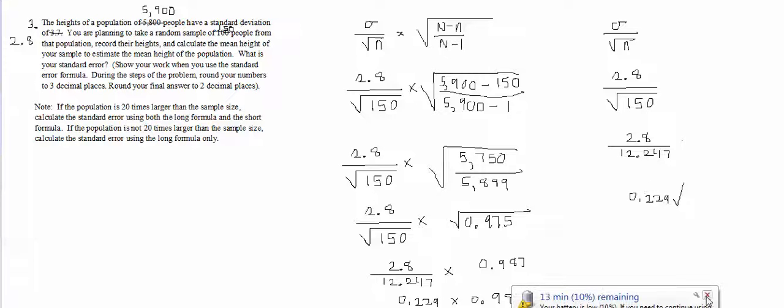The short formula is really just sigma over square root of n. It's just the left side of the formula. So all I really did was divide my standard deviation of 2.8 by the square root of my sample size of 150. First I found the square root of 150, and that became this number on the bottom, 12.247. Then I divided 2.8 by that number, and I got my answer.